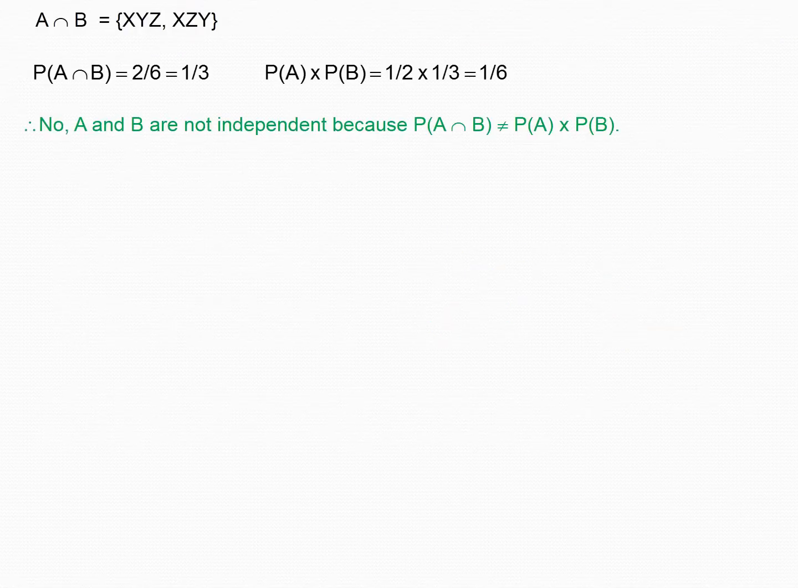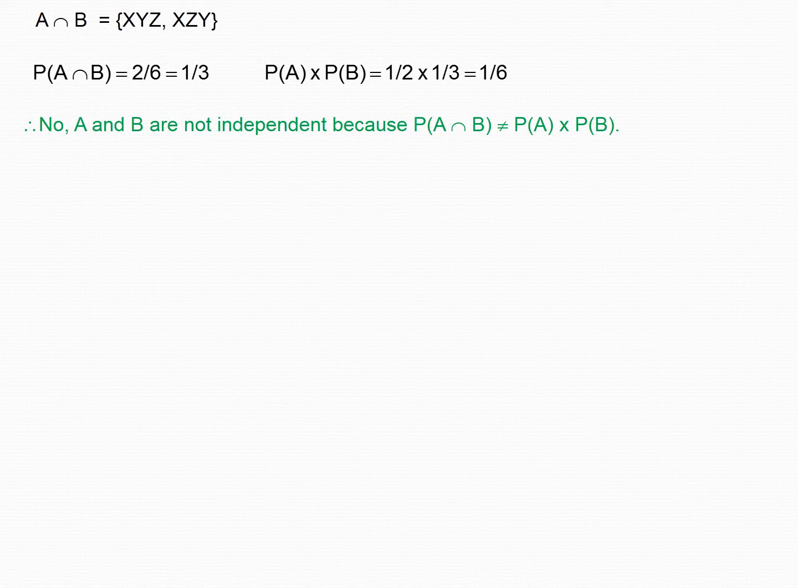If we look at the intersection of events A and B, they had these outcomes in common. So that means the probability of that intersection will be 2 over 6 or 1/3. But if you multiply the probability of A and the probability of B, you will get 1 over 6. So that means that A and B are not independent events because the probability of the intersection is not equal to the probability of A times the probability of B.